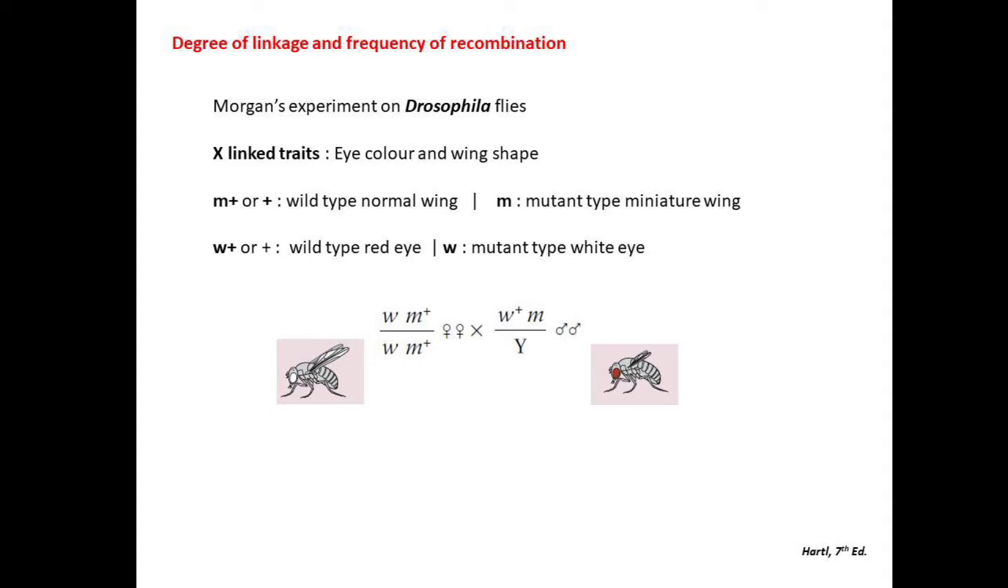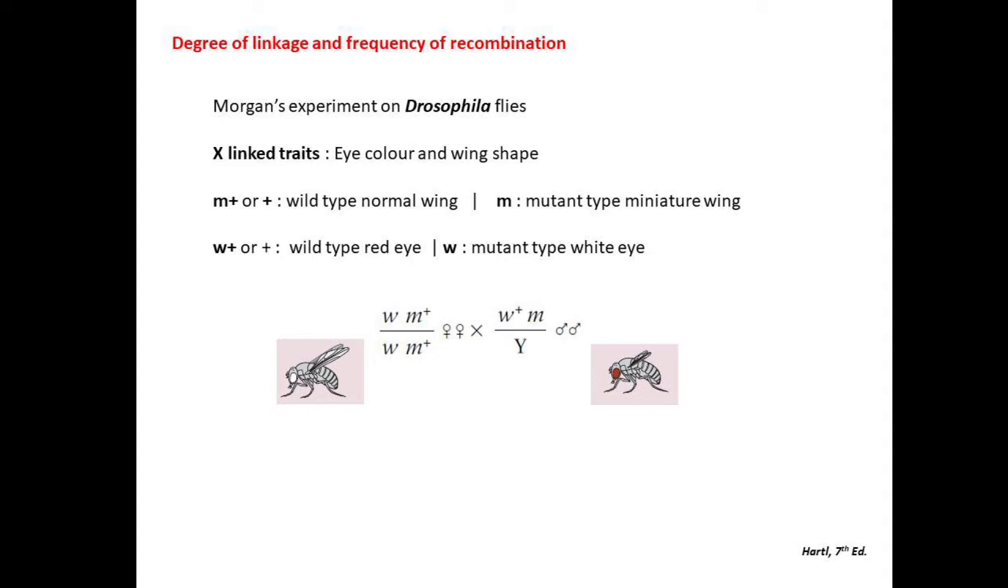You can see the left hand side picture has a white eye, that's a mutant type eye, and a wild type wing, a normal shaped wing. So the alleles are small w and m plus. In both chromosomes, they have w and m plus. So w means mutant type white eye and m plus means wild type normal wing. These are all female.